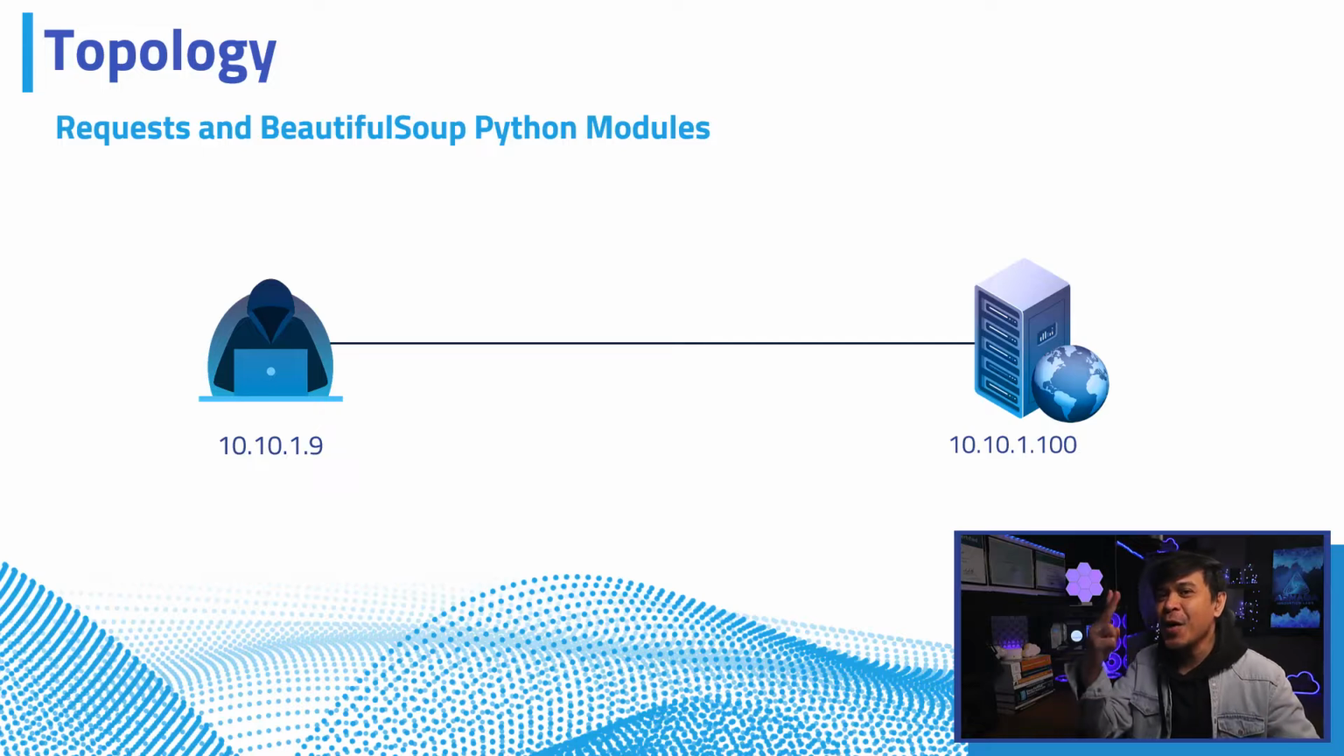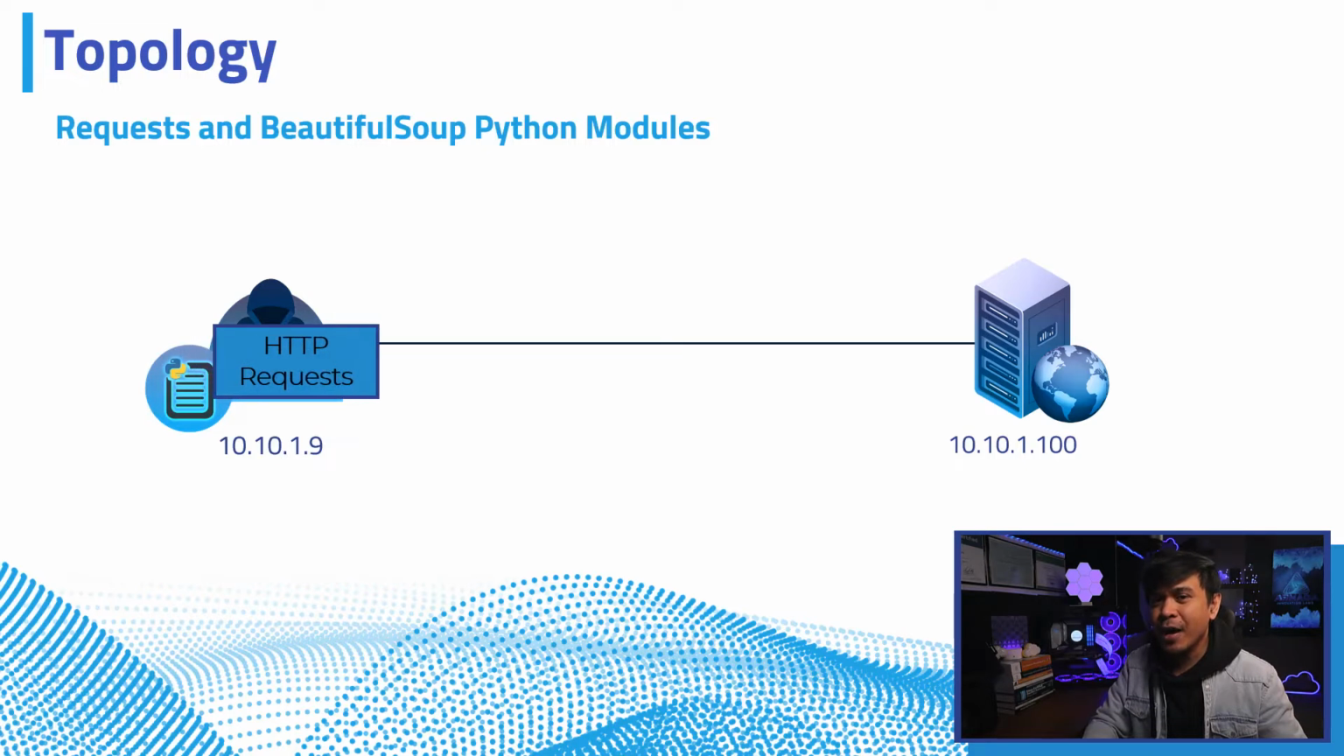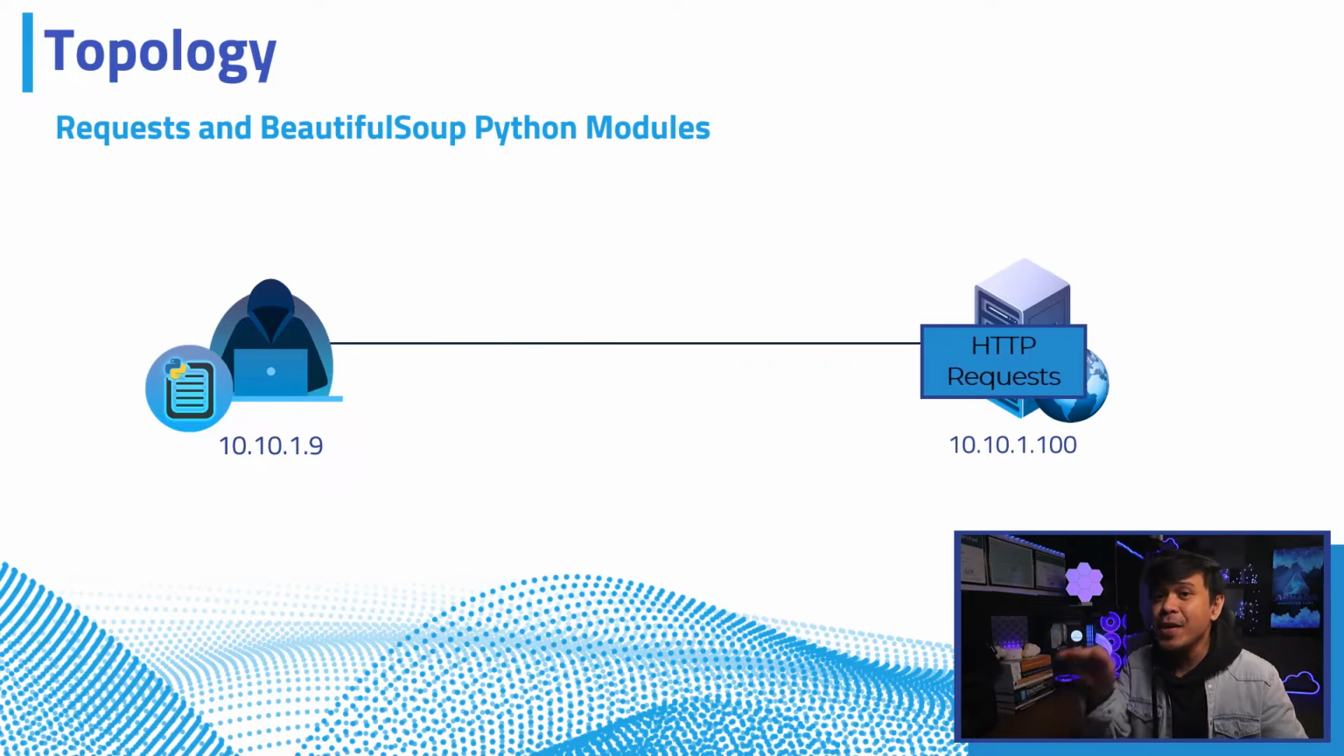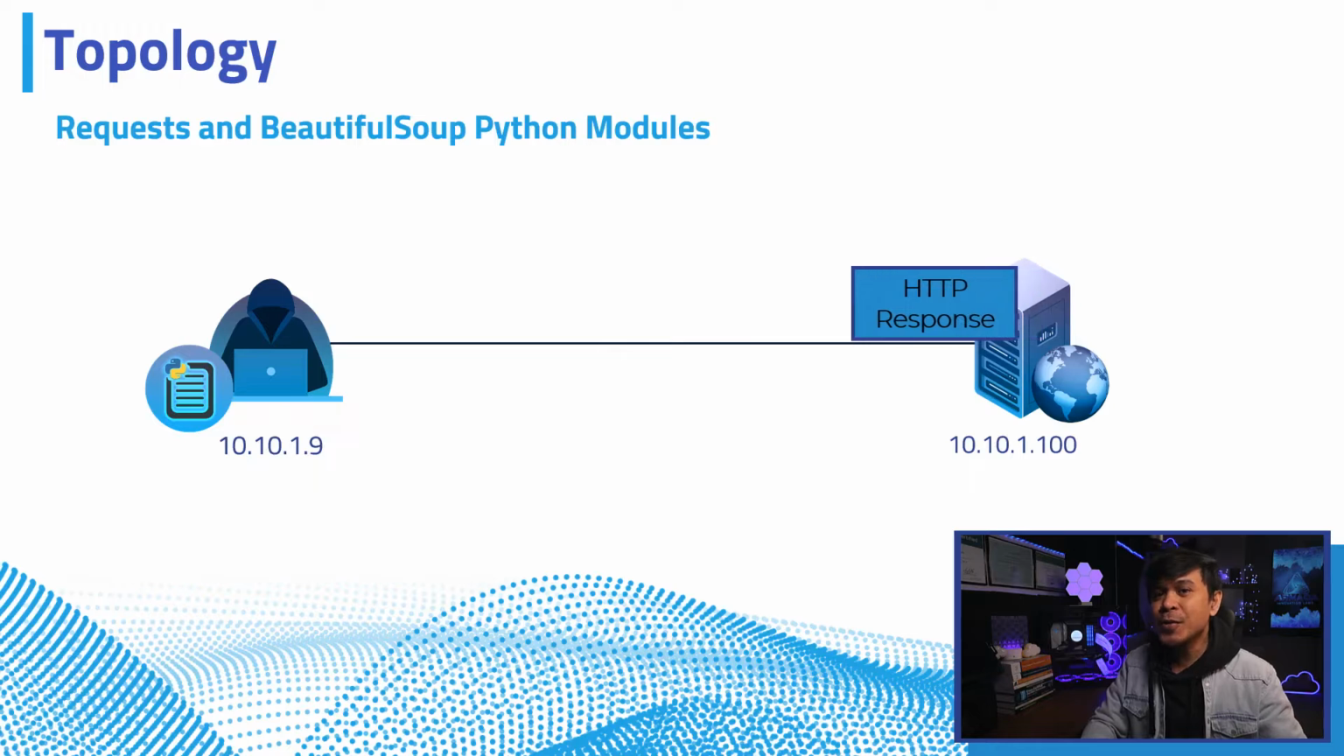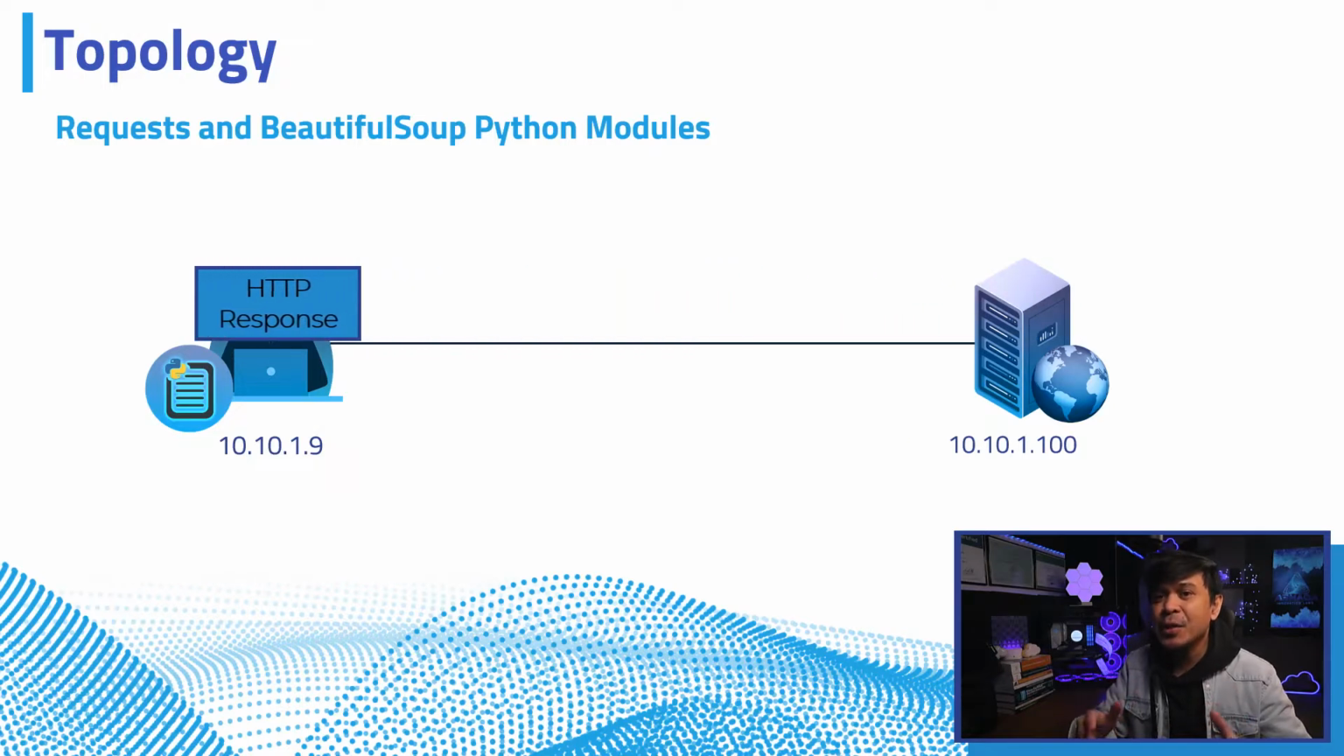Our topology is very simple. We have two nodes, the attacker and the target web server. The attacker will run a Python script and it will send an HTTP GET request. And we should see the output after executing our Python script in an HTML format.